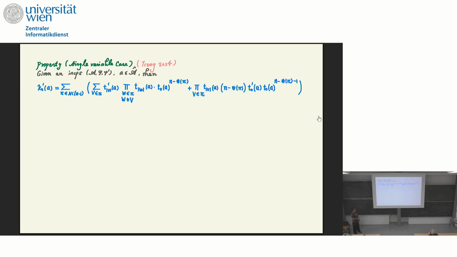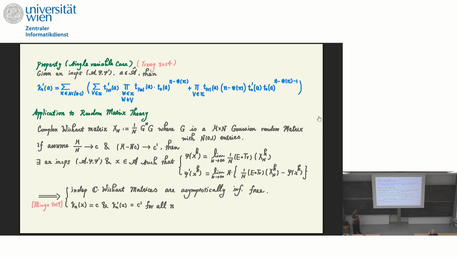And okay, then that's the abstract theorem. How about the application for that? If you consider the application to random matrix theory, let's start with a complex Wishart matrix. It's given this way.